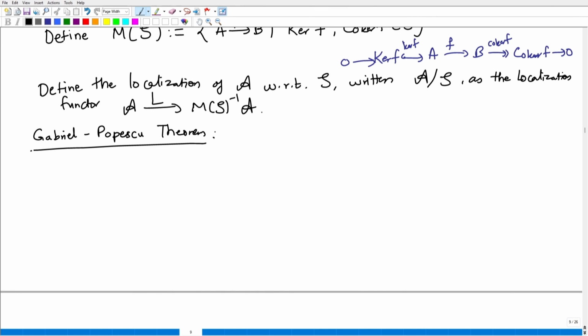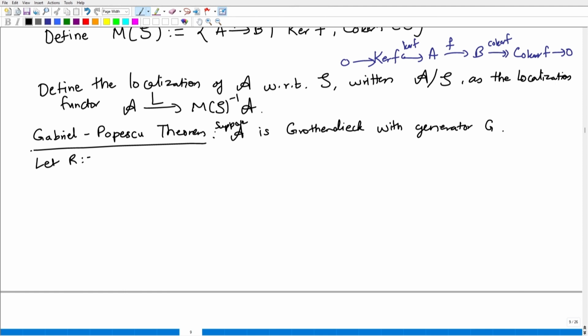Gabriel Popescu was a student of Grothendieck. His PhD thesis had a lot of interesting things. So, Gabriel Popescu theorem, let me state that. A is Grothendieck with generator G. Suppose A is Grothendieck with generator G.